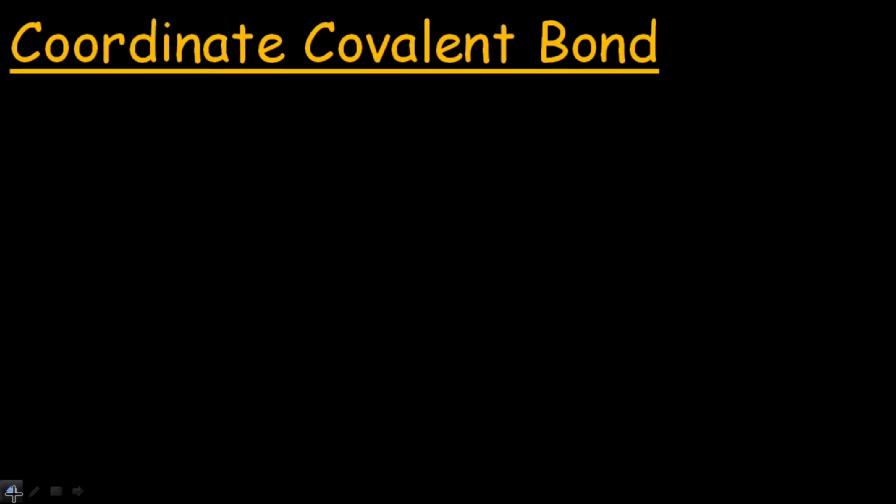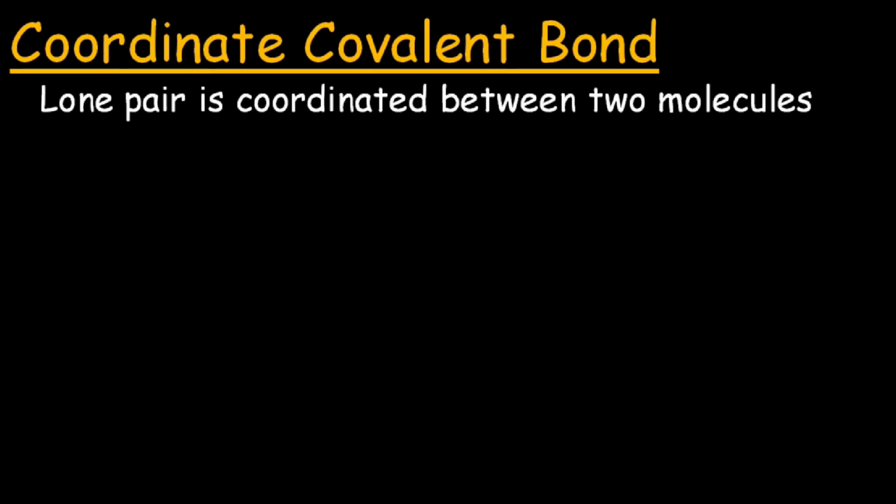Let's discuss coordinate covalent bond. It is a covalent bond involving the sharing of electrons, but these electrons are coordinated between two molecules. Here the lone pairs are coordinated between two molecules.